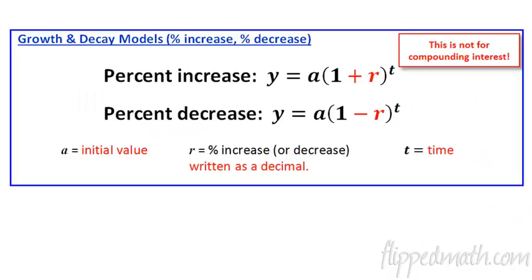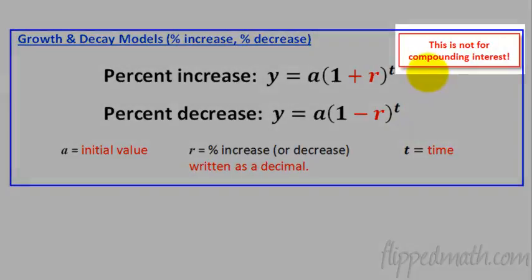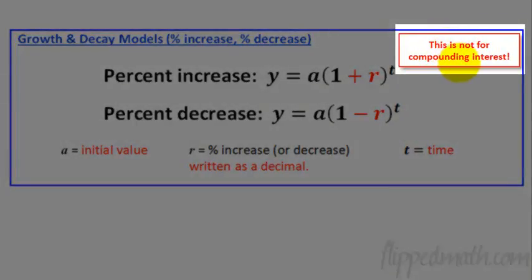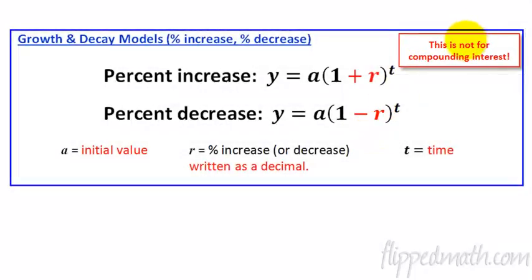Okay, we're almost done with this lesson. We're on the last part here. This is growth and decay models with a % increase and a % decrease. The big thing I want to point out, and make sure you get this because this is where most students mess this up, this is not for compounding interest. Those application problems that involve compounding interest, we will use a different formula. So dealing with money and its compounding interest, this is not what this is for. So please, please, please be careful with that.